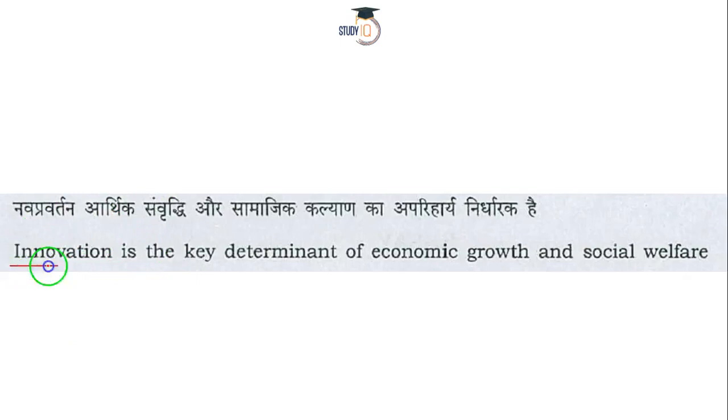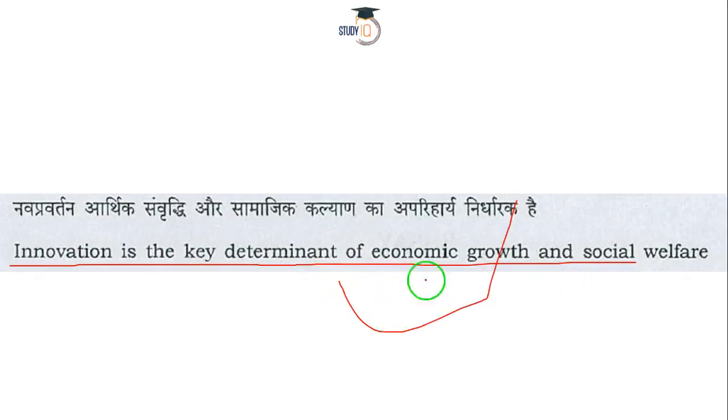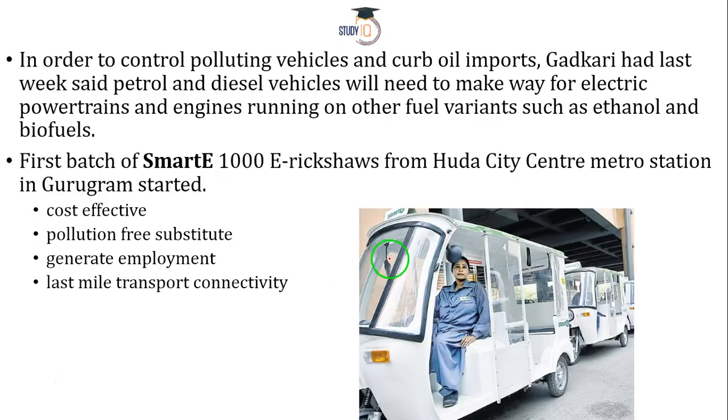And here is an essay question. It is: innovation is the key determinant of economic growth and social welfare. This was a question asked in your mains examination, and it is basically an essay. So where do we find material for it? We have to analyze things, isn't it? We have to see what is taking place in the real world.